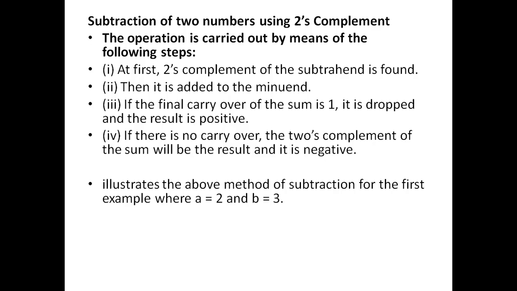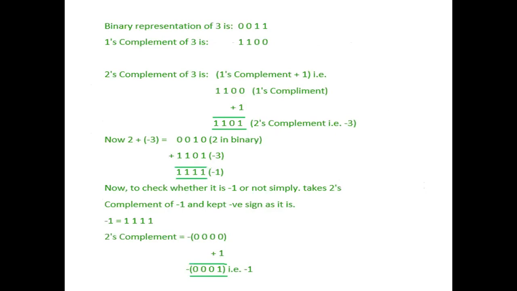A equal to 2, B equal to 3. 2 is the minuend value, B is the subtrahend value. The first step is to take the subtrahend value. Here the subtrahend value is 3. The integer 3 is converted to a binary number. Then after converting to binary, the binary number is converted into its 2's complement value. After getting the 2's complement value, it is added with the minuend value.